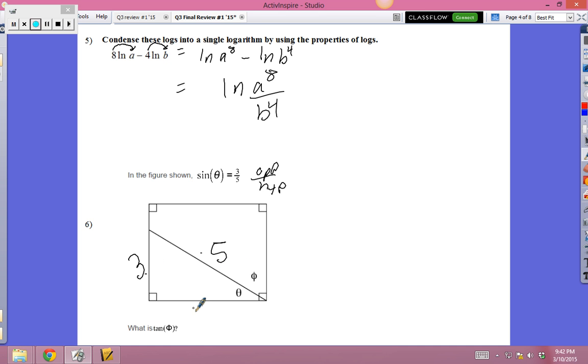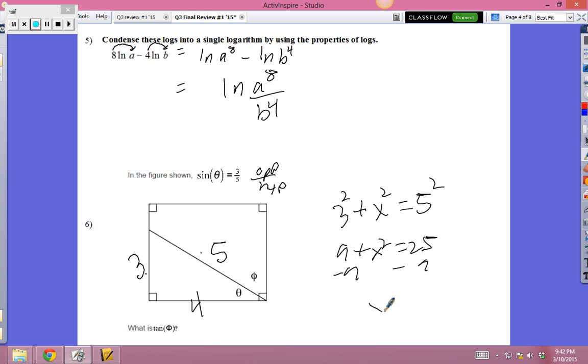So all 3 sides are whole numbers, this side's a 4. And if you don't know that, you can do Pythagorean theorem. So Pythagorean theorem is the little side squared plus the little side squared equals the hypotenuse squared. So 9 plus x squared equals 25. Then you got a minus the 9, so you got x squared is 16. Then undo the square root. So x is 4. So that's what we got.